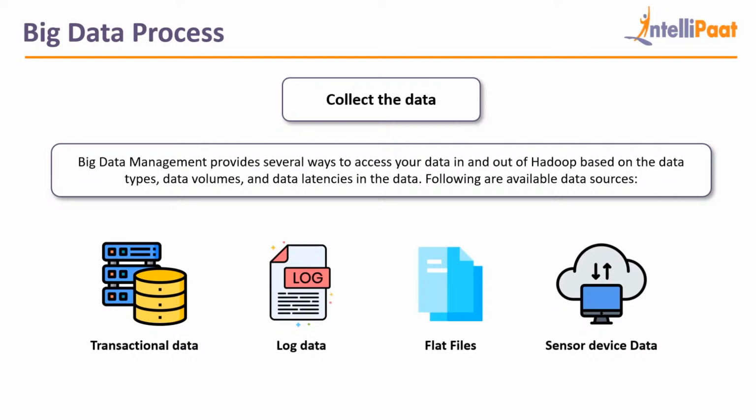Now, first step is collect the data. You get to collect data from various different data sources. So these are some of the data sources which I'm showing over here. Transactional data from a relational database, log data which is basically machine data, flat files which is a CSV or a text or Excel file, something like that, then sensor device data, getting direct data from an IoT device.